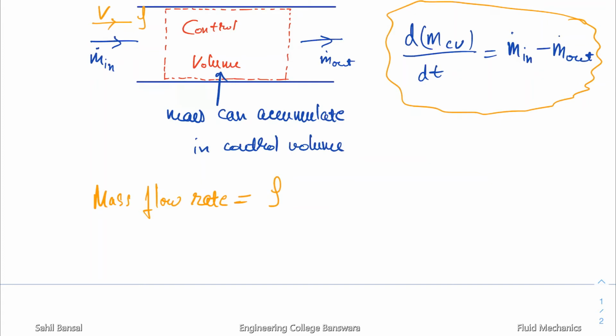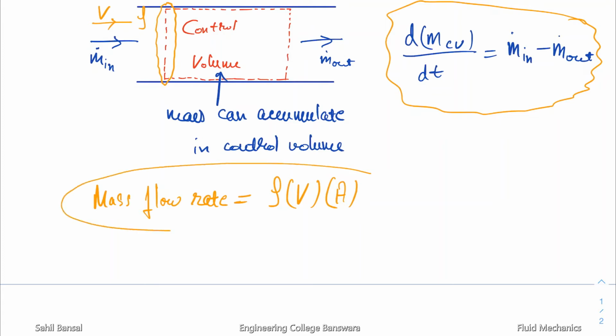Rho is density. Mass flow rate is density multiplied by velocity multiplied by cross-sectional area, this area. Now it's not as simple, I will not go into much detail. Here V is actually the average velocity, right? Average velocity.